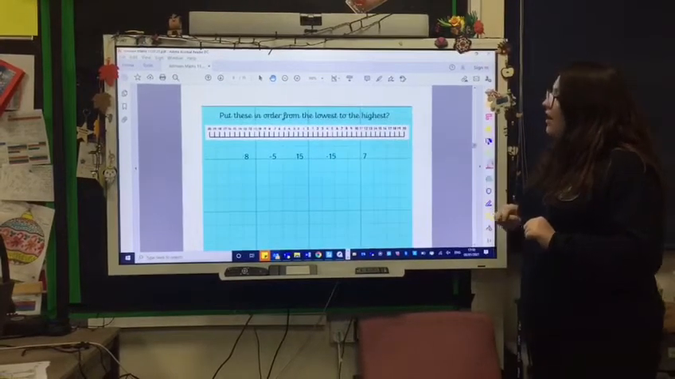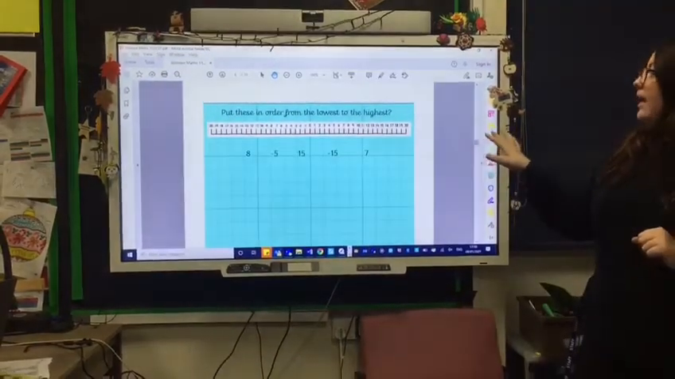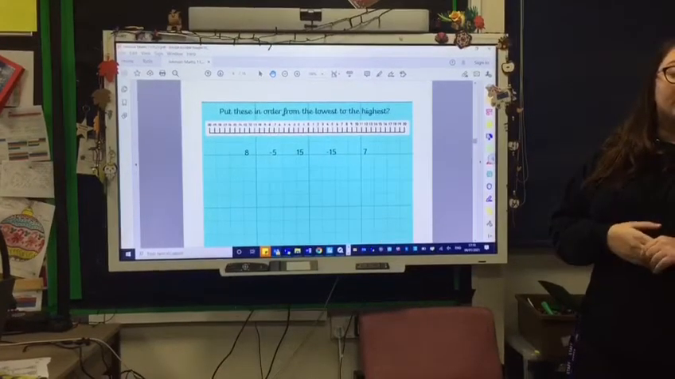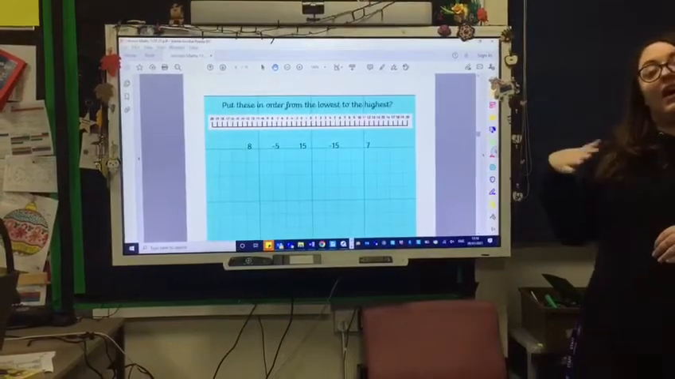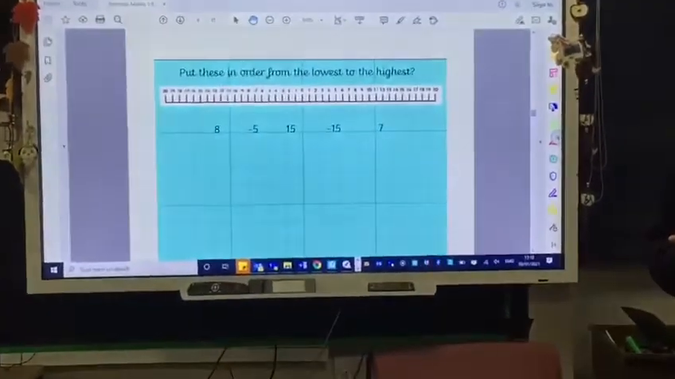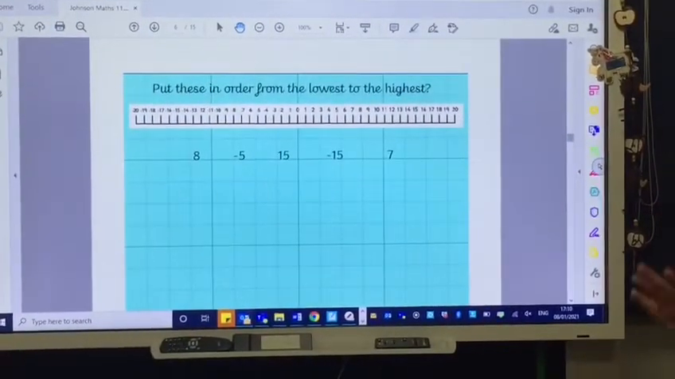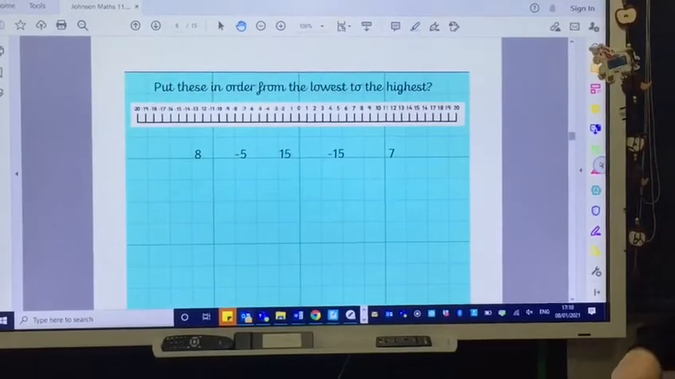Okay, this time I want you to use the number line to put these numbers in order from the lowest to the highest. If you want to think about it in temperature, and if that will help you, go for it. So pause the video, give it a go, and then we'll go over the answer.